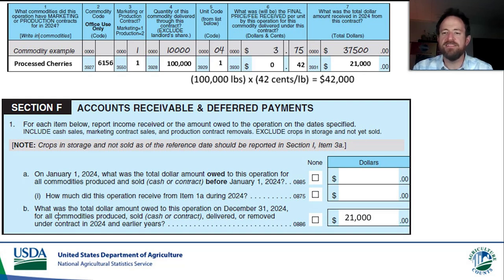Maybe you can think of examples of crops in your area where payments are typically deferred across calendar years. Remember to place money owed to the operation in the correct section.